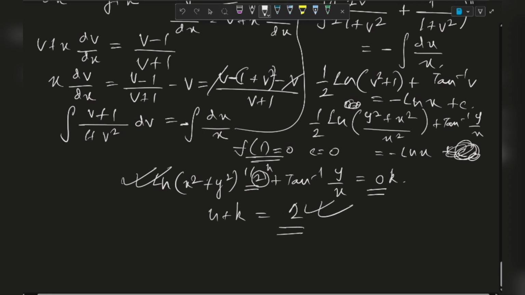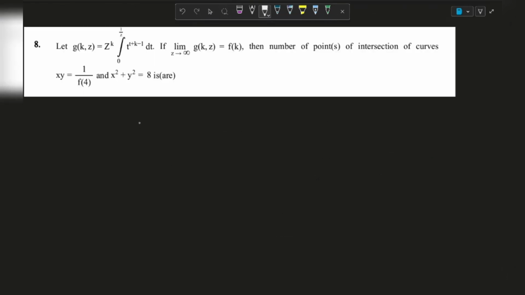So now we will proceed to the next question. So this is our next question. You can try this out if you want. This is a short and sweet question, but a good question. So basically we have g given as a function of k comma z, which is z power k integral 0 to 1 by z of t power t plus k minus 1 dt.